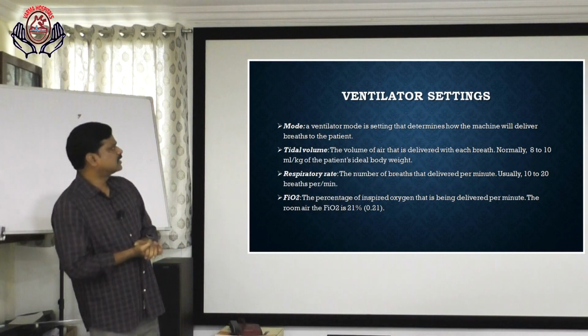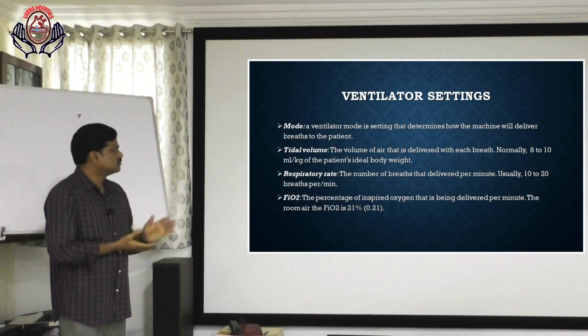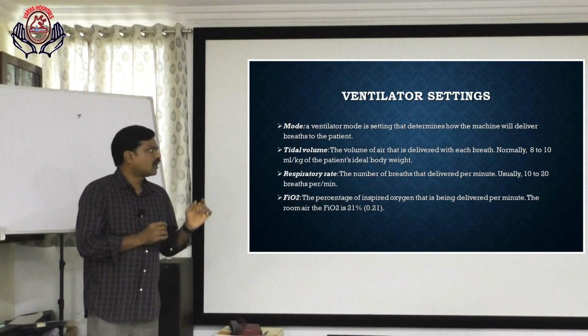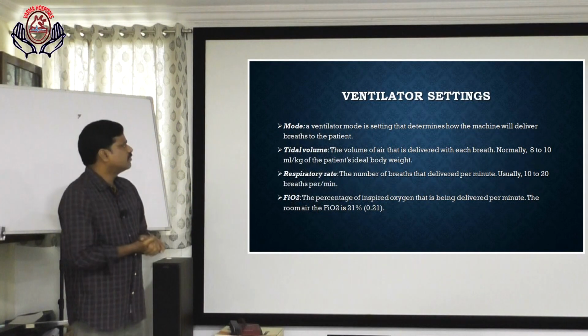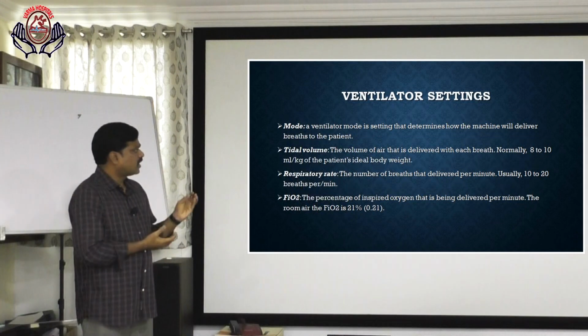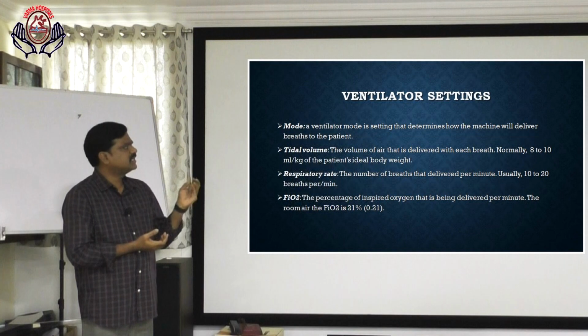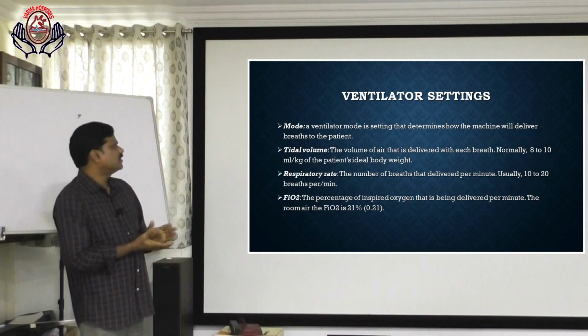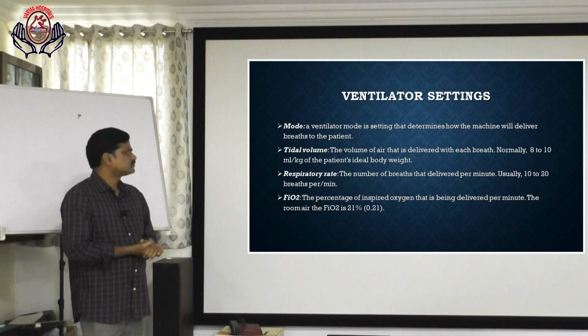Ventilator settings. Coming to ventilator settings, first is mode. A ventilator mode is a setting that determines how the machine will deliver breaths to the patient. Tidal volume: the volume of air that is delivered with each breath, normally 8 to 10 ml per kg of the patient's ideal body weight.